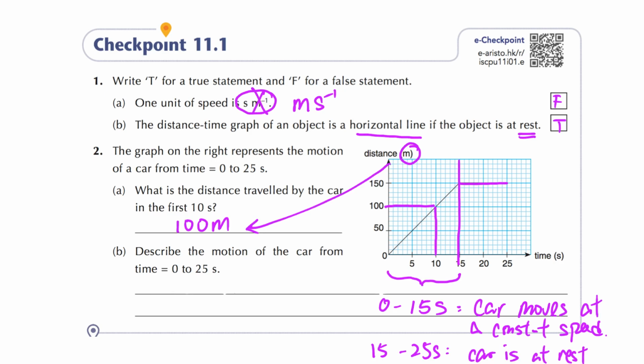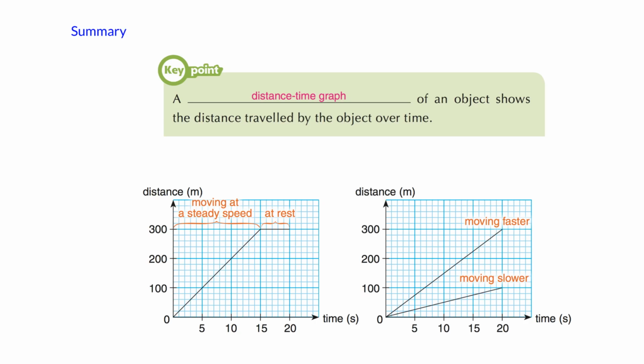So to summarize this video, we find that a distance time graph of an object shows the distance traveled by the object over time, and we have learned different forms of the graph and what they mean. The one with a slope means that it moves at a steady speed. If it is a horizontal one, it means the object is at rest. A steeper slope means moving faster. A gentle slope means it moves slower.